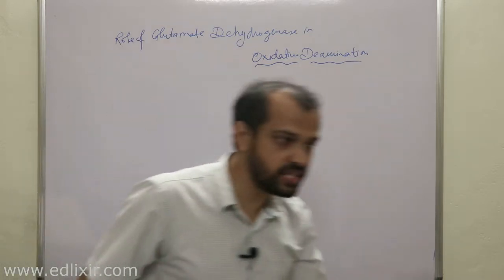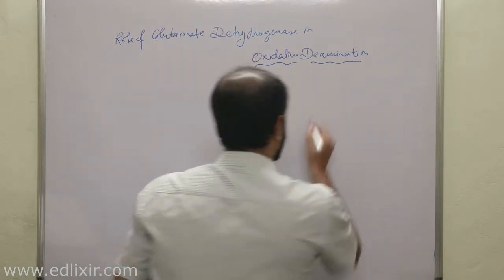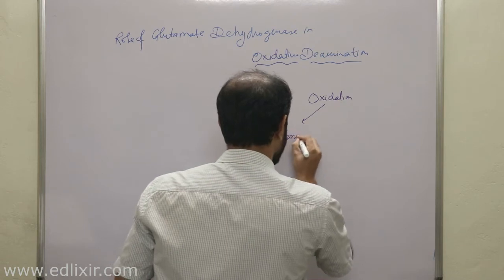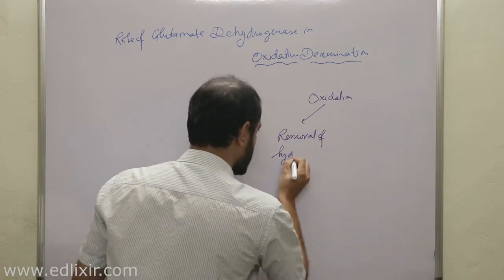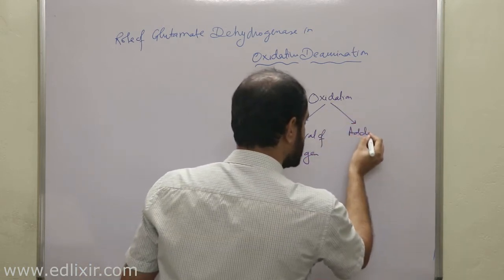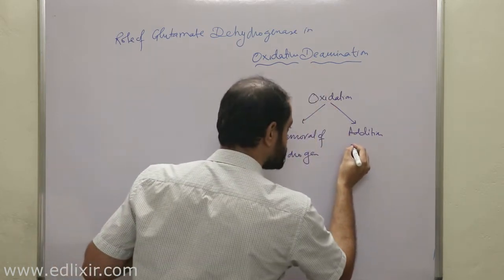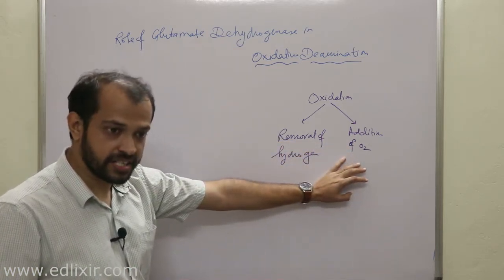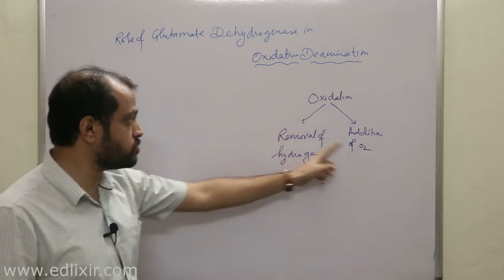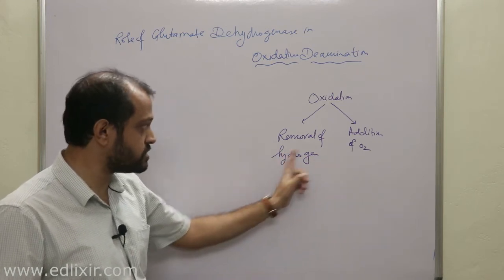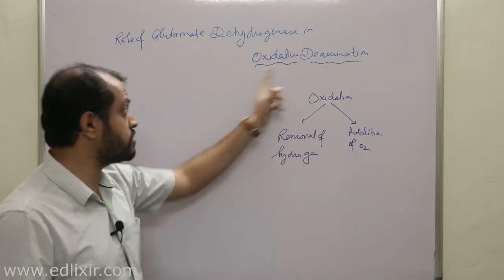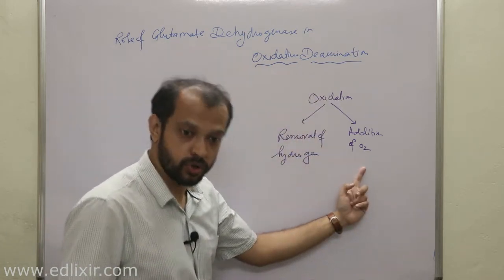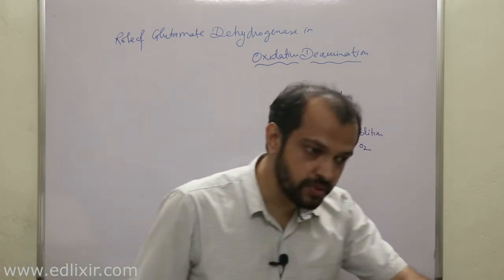Now according to organic chemistry, oxidation means what? Removal of hydrogen or addition of oxygen. This is your standard definition of oxidation, right? Now listen. Which of the two definitions, removal of hydrogen or addition of oxygen, will occur during oxidative deamination? Now listen. During oxidative deamination, both will occur. At the same molecule, hydrogen will be released and oxygen will be introduced.